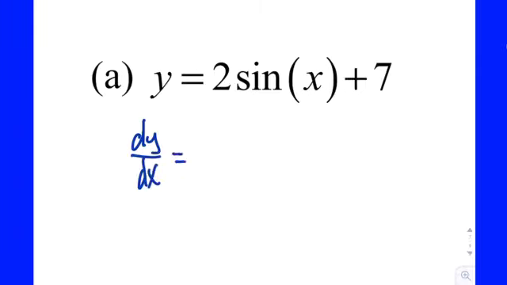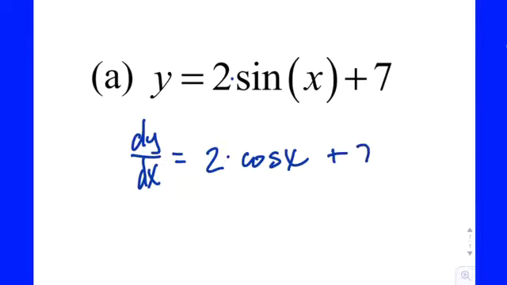What do we do with the 2? Does it go to 0? Good. It is not a... if it were 2 plus, it would be its own term. It would be 0. But it's a constant multiple, so it just goes along for the ride. And then the derivative of sine of x is cosine of x, of course. And then the derivative of plus 7 is 0.